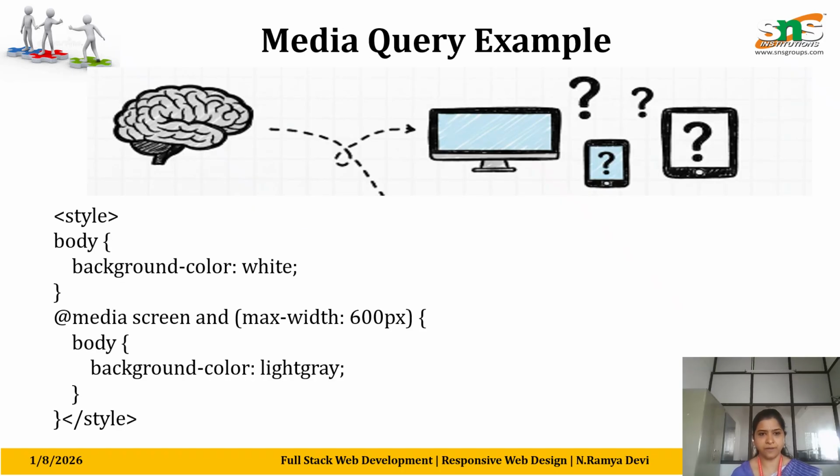Next comes the media query. Here for the body, we can give the background color as white, and then inside the media screen rule the maximum width can be given. The body color can also be set to any color.